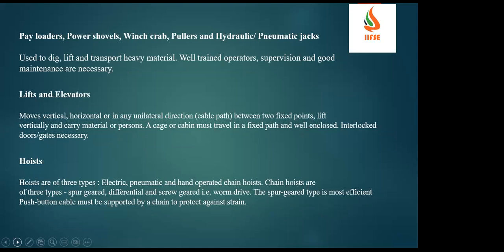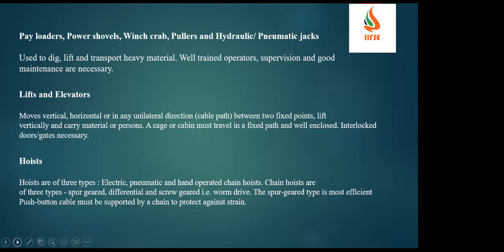This winch crab will be used for holding scrap, for loading of machines or loading of ships, pullers and hydraulic or pneumatic jacks. These are used to dig, lift and transport heavy materials, maybe excavators or JCBs or any other kind of excavators. Well-trained operators, supervision and good maintenance are necessary.